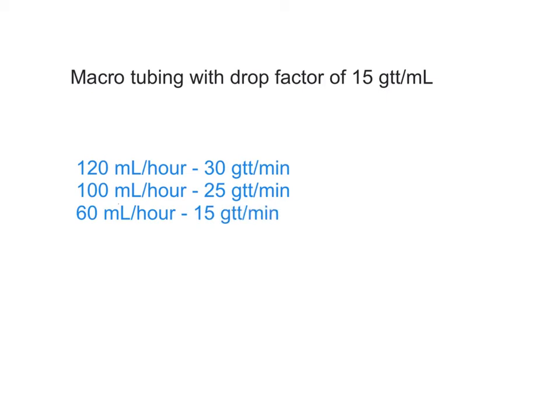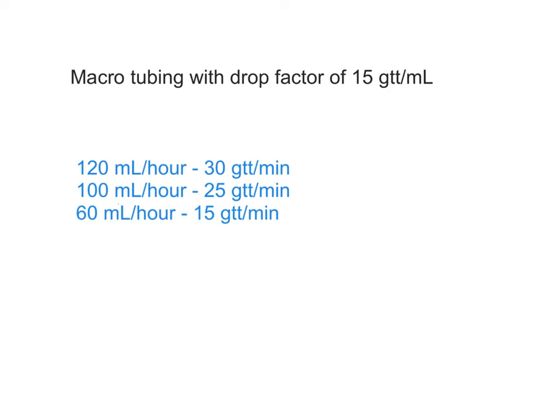Now, using the same logic we used with the 10 drop tubing, you can easily see 15 goes into 60 4 times. And when we do the ratio proportion, the long method, we end up with a drip rate that is 1/4 of our hourly rate. So dividing our hourly rate by 4 gives us our drops per minute. And that's another quick way.